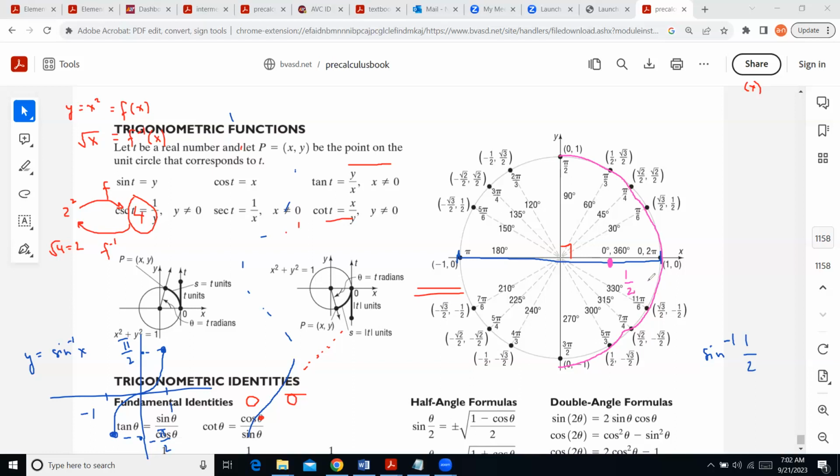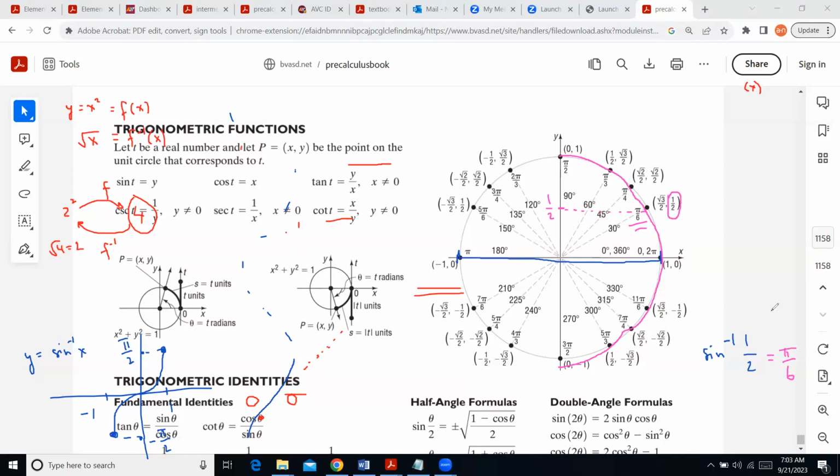Then for, oh, sorry, that's sine. That should be on the y-axis, right? 1/2 here on the y-axis, because that's a sine that we're working with. So what angle 1/2 corresponds to for the sine, for the y coordinate? It's pi/6. So pi/6 is the result.